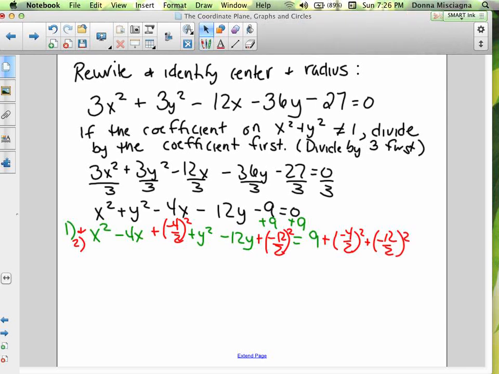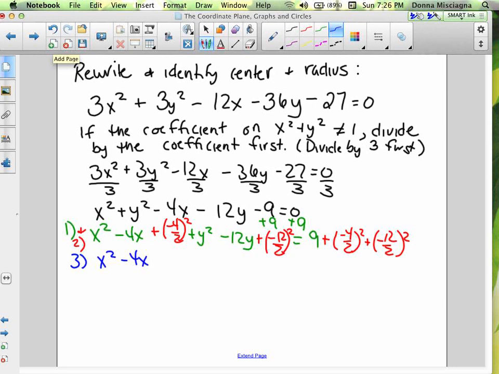All right, and then step 3, we'll simplify so that we have x squared minus 4x. Negative 4 divided by 2 is negative 2. Negative 2 squared is 4. Negative 12 divided by 2 is negative 6. Negative 6 squared is 36. 9 plus 4 plus 36.